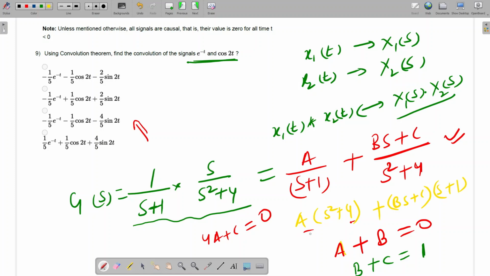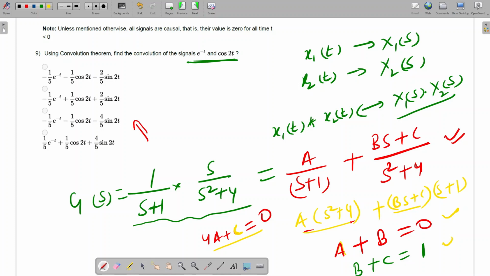A into s square plus 4 plus (bs plus c) into s plus 1. So the s square coefficient here is a, here it is b, correct. So a plus b is equal to 0. Again, the s coefficient: 1 into bs, so b plus c into s, so b plus c is equal to 1. The s coefficient is 1 here. Then the constant is 4a, so 4a plus c is equal to 0.